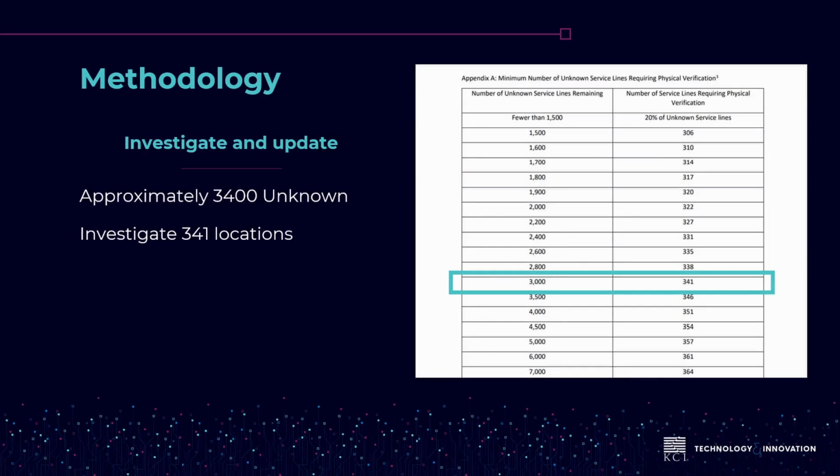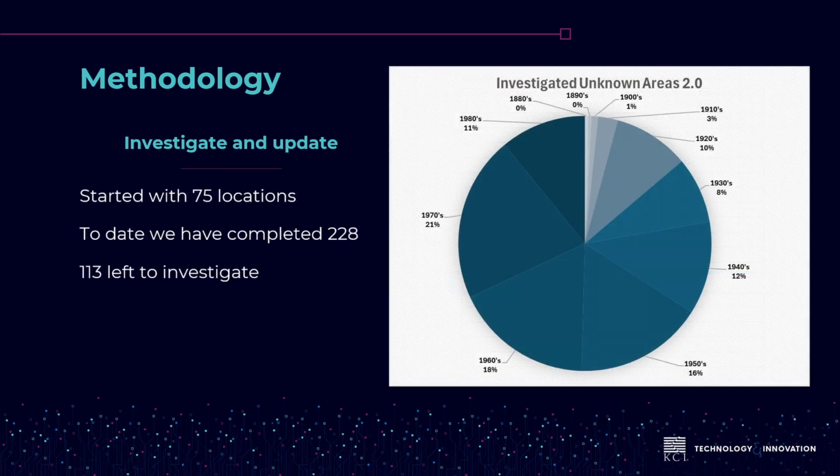So based on the parcels 1986 or earlier from the infrastructure data, we had approximately 3,400 unknown, and the number of required investigations for that range was 341. So that was our target for field investigations at this point. So we started with 75 investigations.